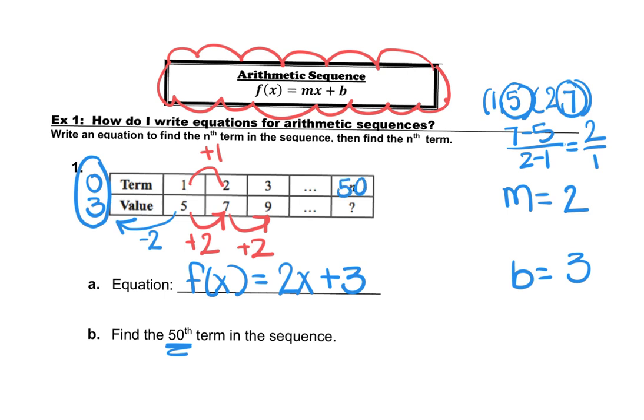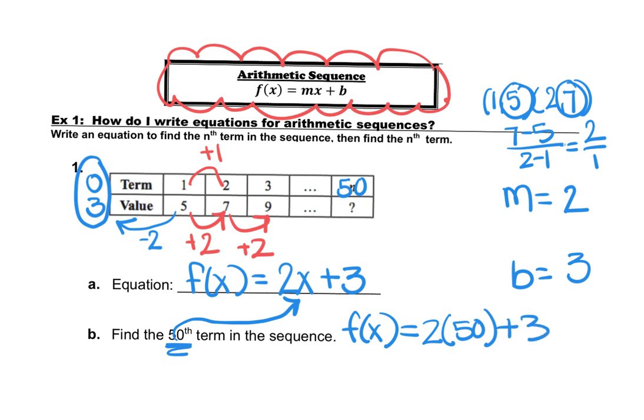So all we're going to do, once we've got our equation, is plug that in where we see the x. So we have f of x is equal to 2 times 50 plus 3. So 2 times 50 is 100, and 100 plus 3 is 103. So what that means is that the 50th term is 103.